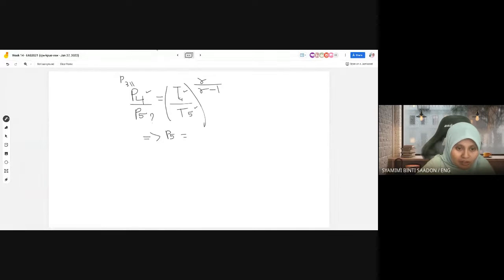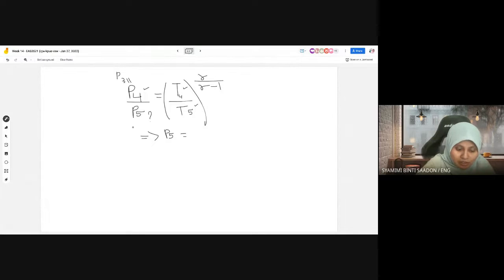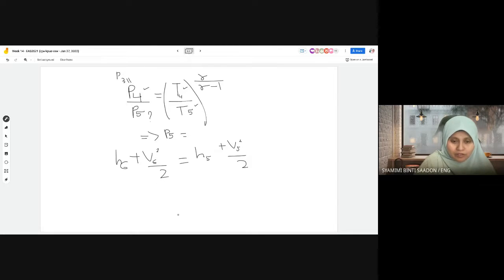Velocity of the gas at the nozzle exit. So nozzle exit is 6. Okay, so nozzle is the opposite of the diffuser. So you use the same: H6 plus V6 square over 2 equals H5 over 2. Okay, the same as the diffuser just now, just that this time around the nozzle is the opposite.